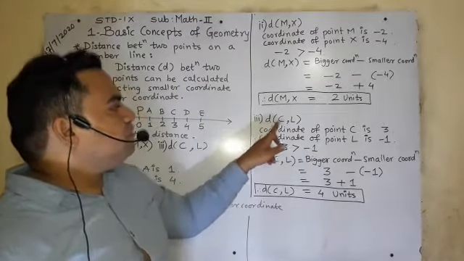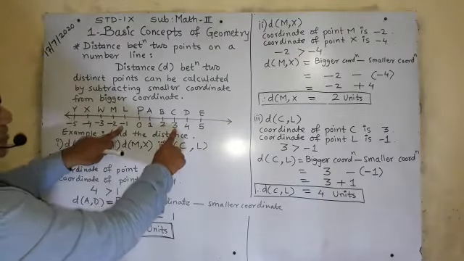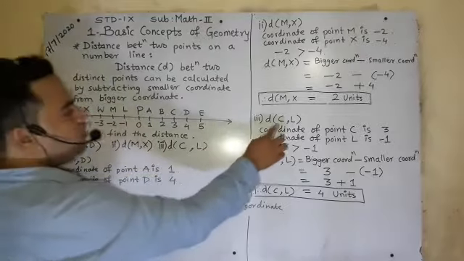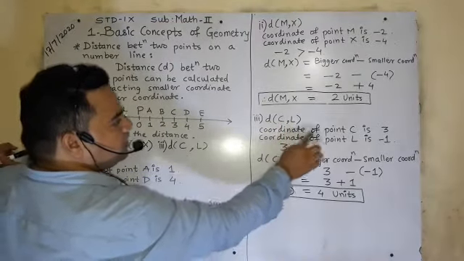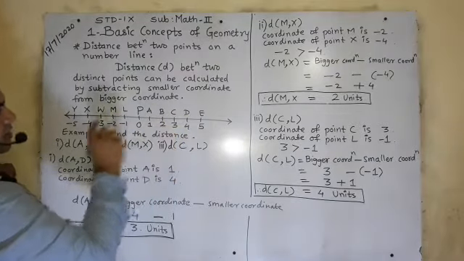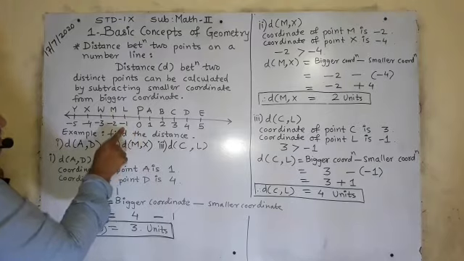Now see the third one. Find the distance between point C and L. Look at here, point C and L. Is it clear? So I will focus on C and L only. First I will write the coordinate of first point. That is coordinate of point C is 3. C का coordinate is 3. Now I will write coordinate of point L is -1.